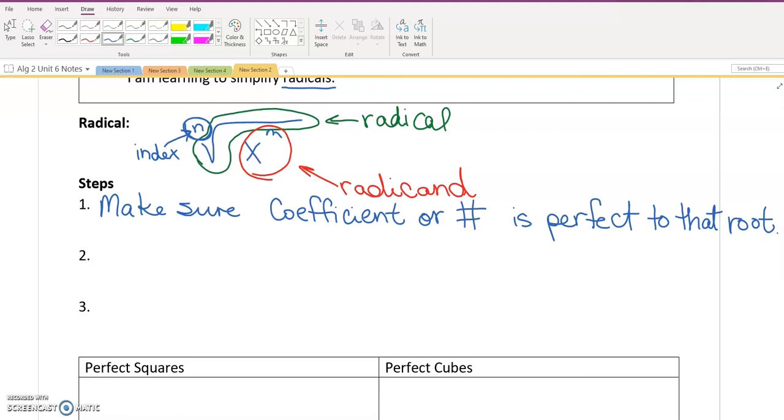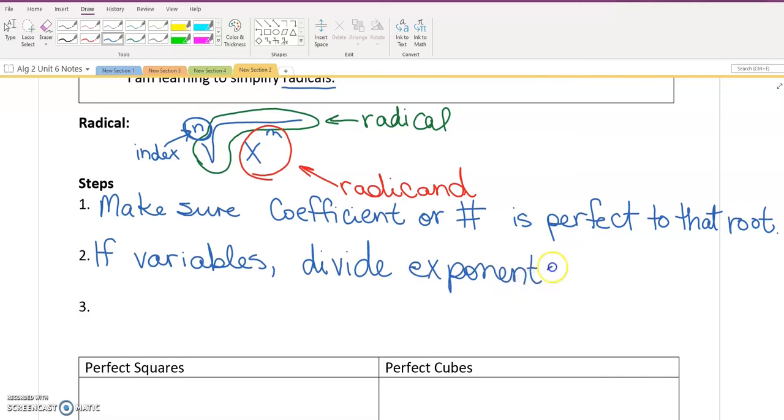All right, so step 2. If we have any variables, what we do is we divide their exponent by the index. So that's really important why we had to know what all the parts to our radicals were. Because that index is that little number in front, so we have to divide our exponents by the index in order to reduce that. And lastly, we'll make sure we simplify fully.